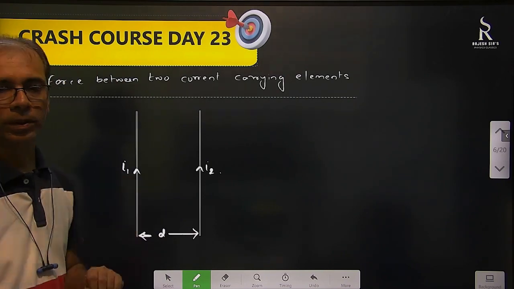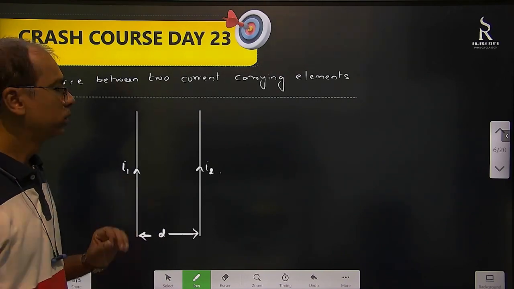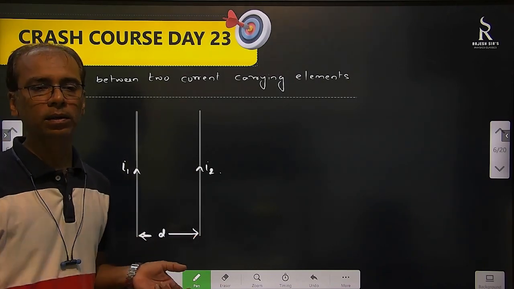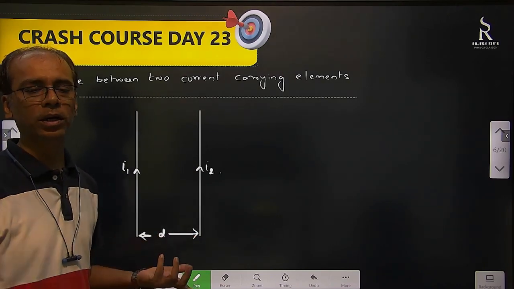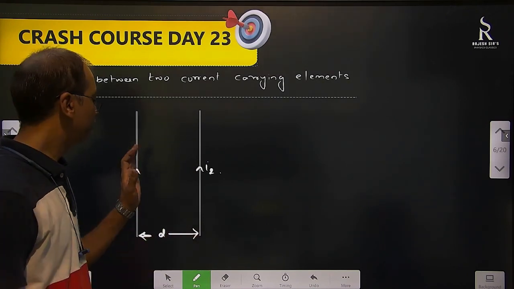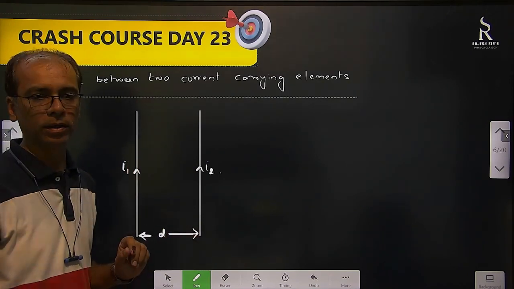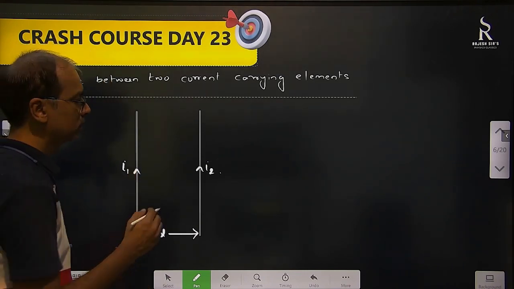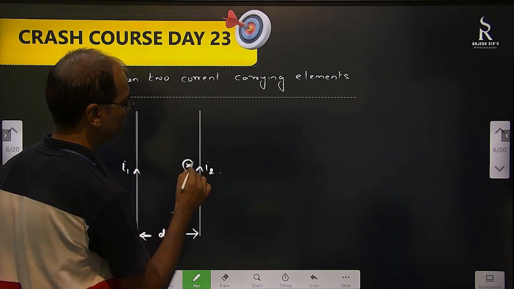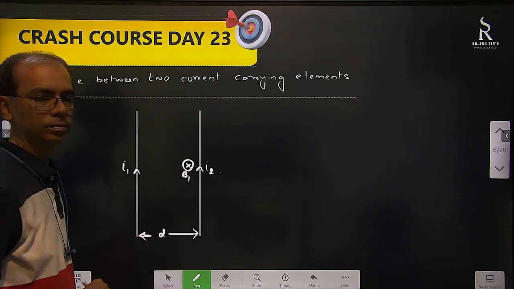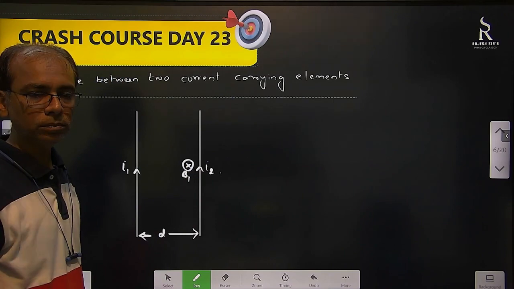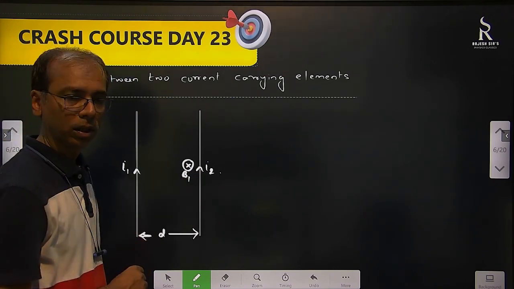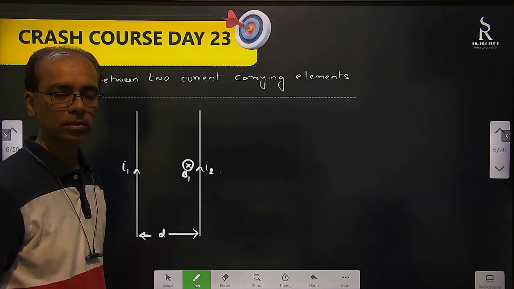So what is the force between the two? Because there is a force on a current carrying conductor only when it's in a magnetic field. If it's not in a magnetic field, where is the force? No force. So first this wire is going to produce a magnetic field here, let's say B1. What is the direction? Inside. So here inside is B1. Now if it's inside, I know that there will be force on this wire. B is like this and I is like this.